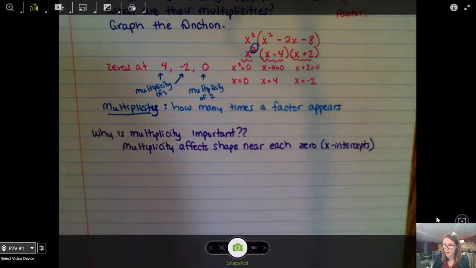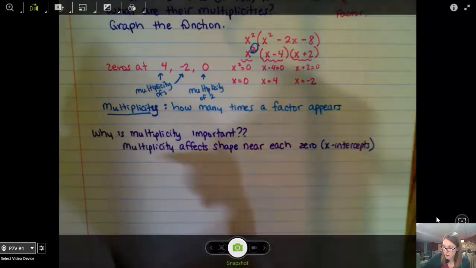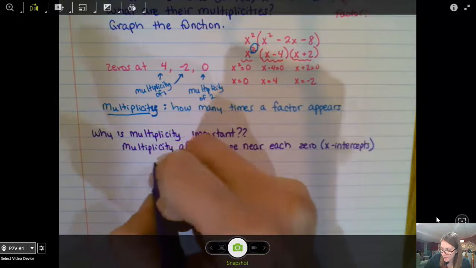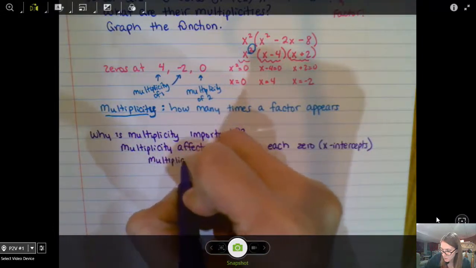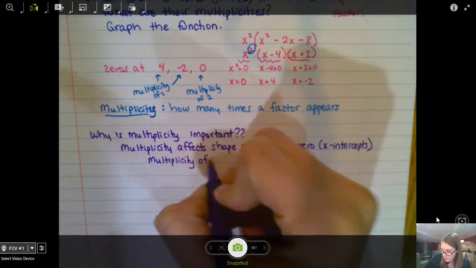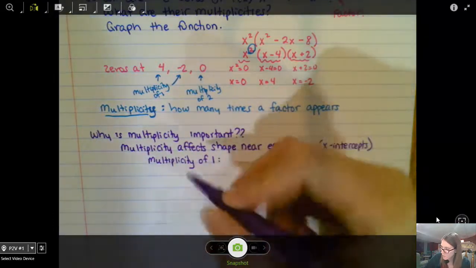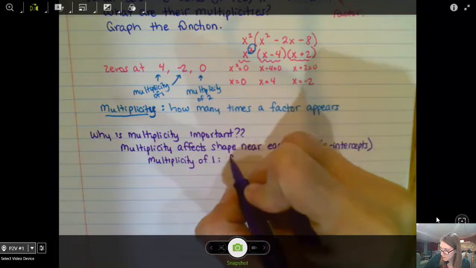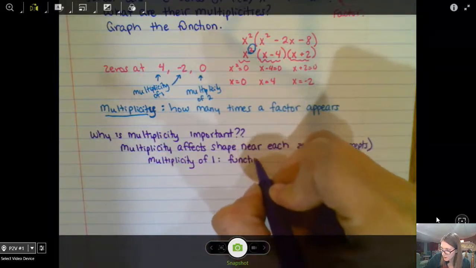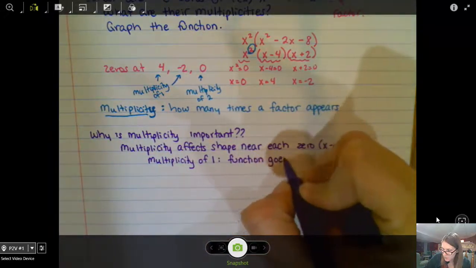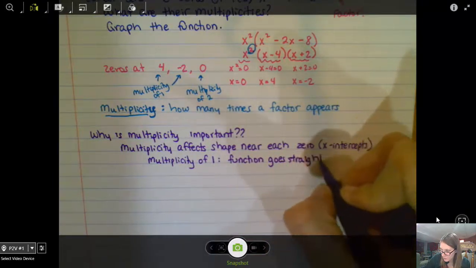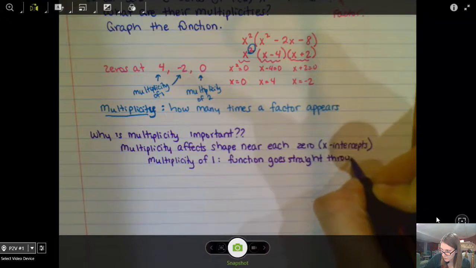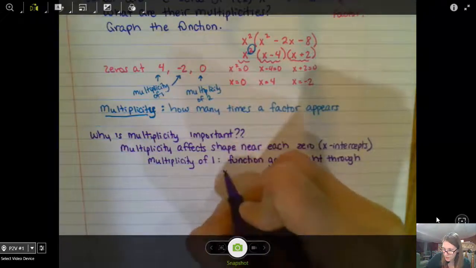Okay, here's how our multiplicity affects our shape. If we have a multiplicity of 1, the function goes straight through the x-axis.